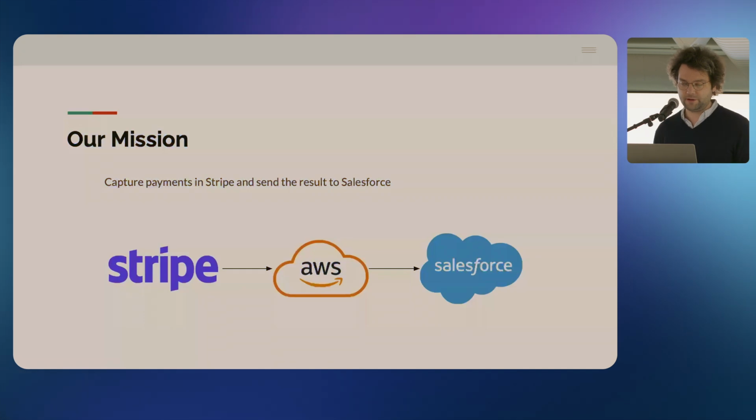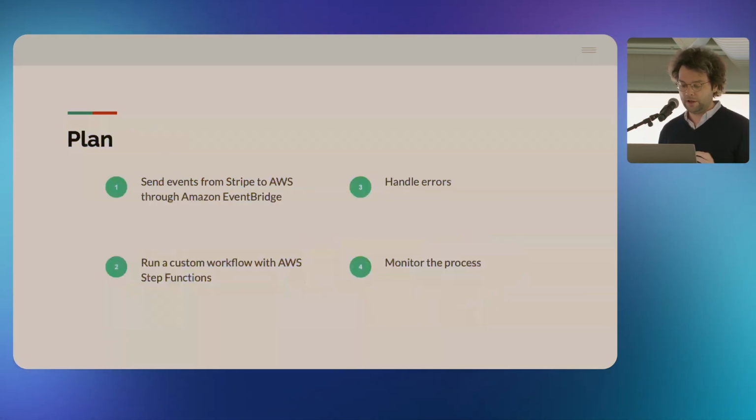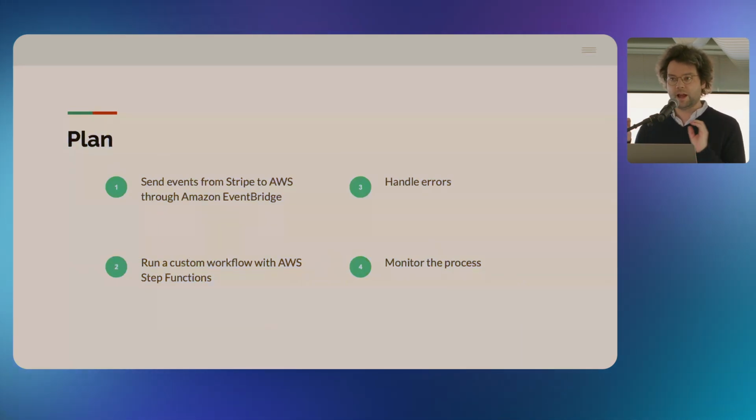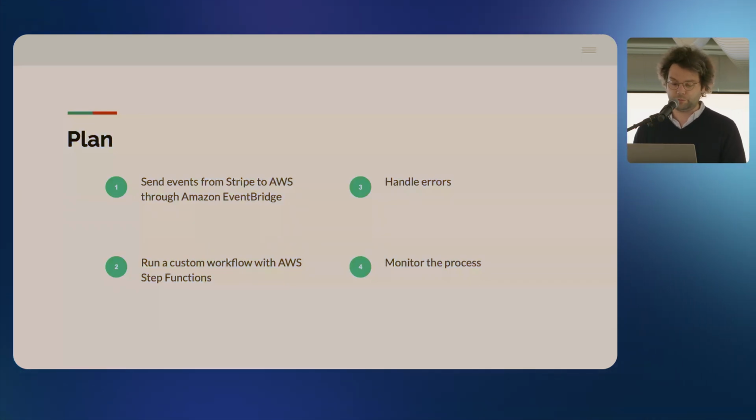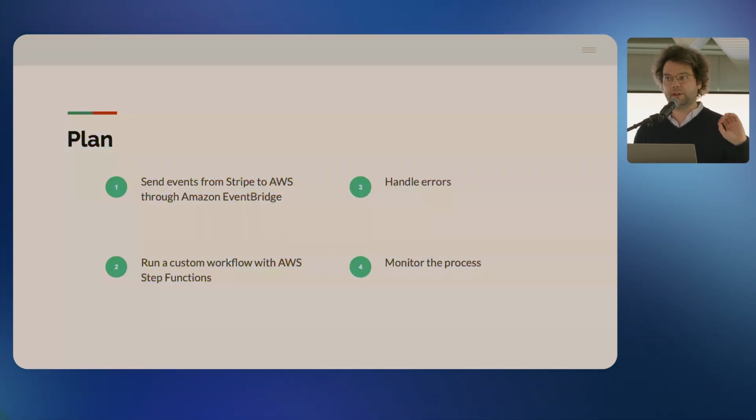using the Amazon EventBridge sample. So we're gonna go through 4 steps. The first step will be actually getting the events connected between Stripe and AWS. So we're gonna use Amazon EventBridge. Then we're going to use a tool in AWS, which is called Step Functions, which will allow us to run a custom workflow.